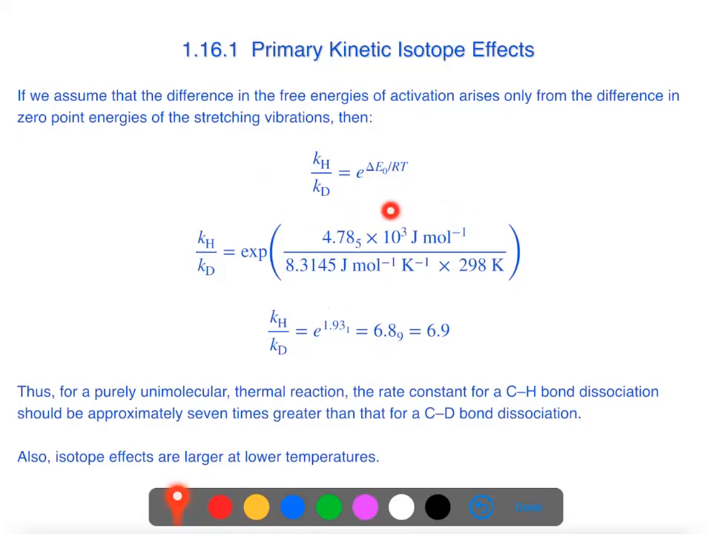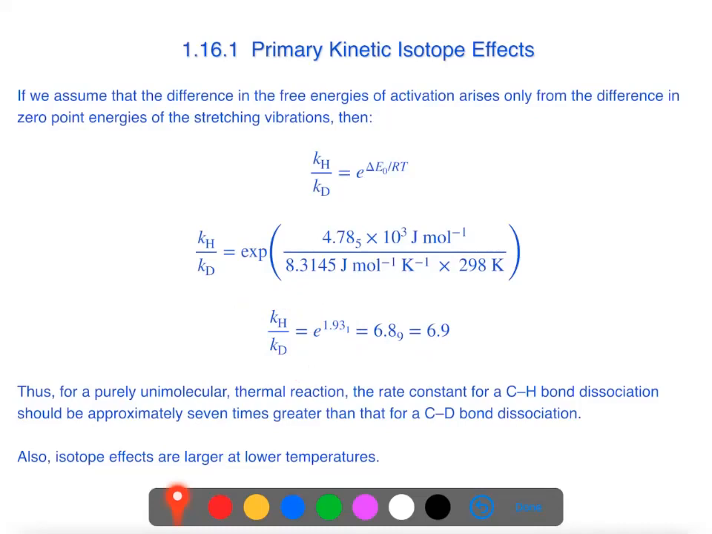And so using the value that we just calculated previously, this 4.78 kilojoules per mole, if we now put this into our expression and divide the exponent by the gas constant and the temperature at which we're studying this particular example, we end up with an exponent of e to the 1.93. Again, we have two significant figures in the mantissa, so when we carry out the anti-logarithm of this value, we're going to have two sig figs in our final answer. So it turns out that our ratio KH over KD is going to be equal to 6.9.